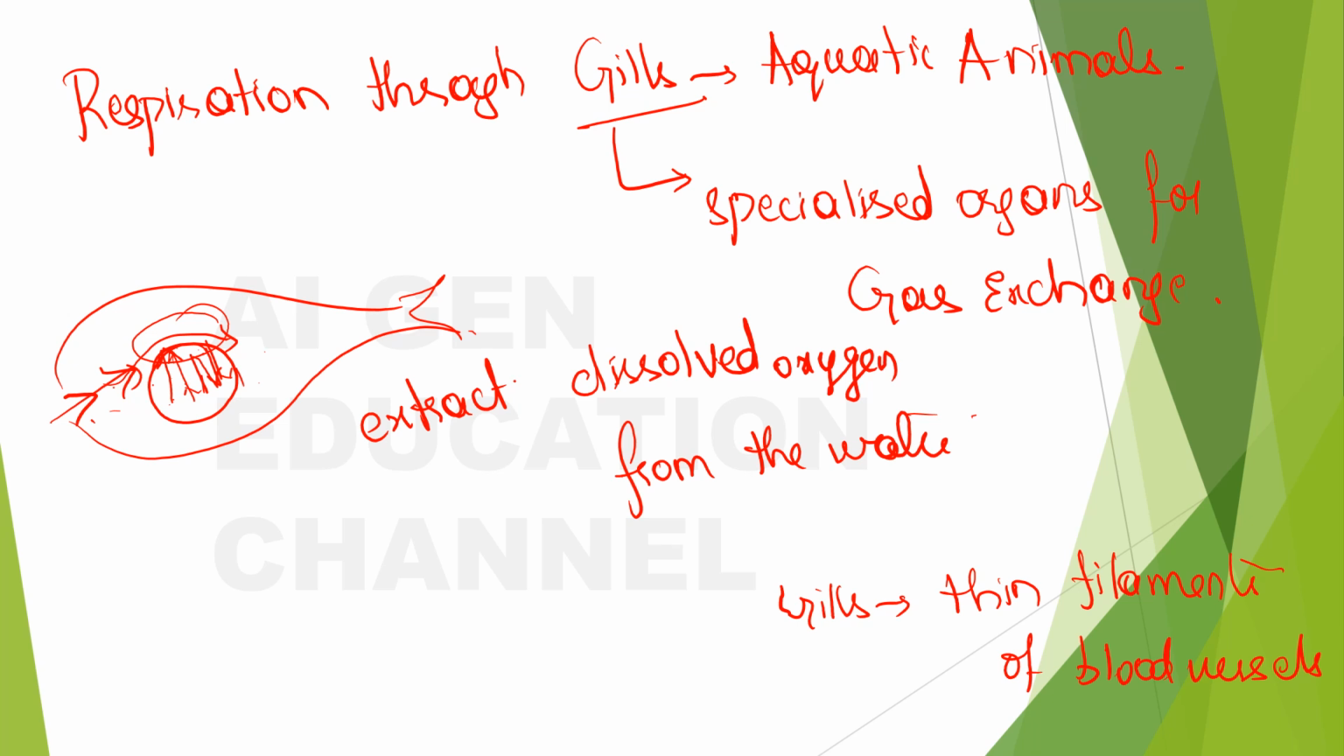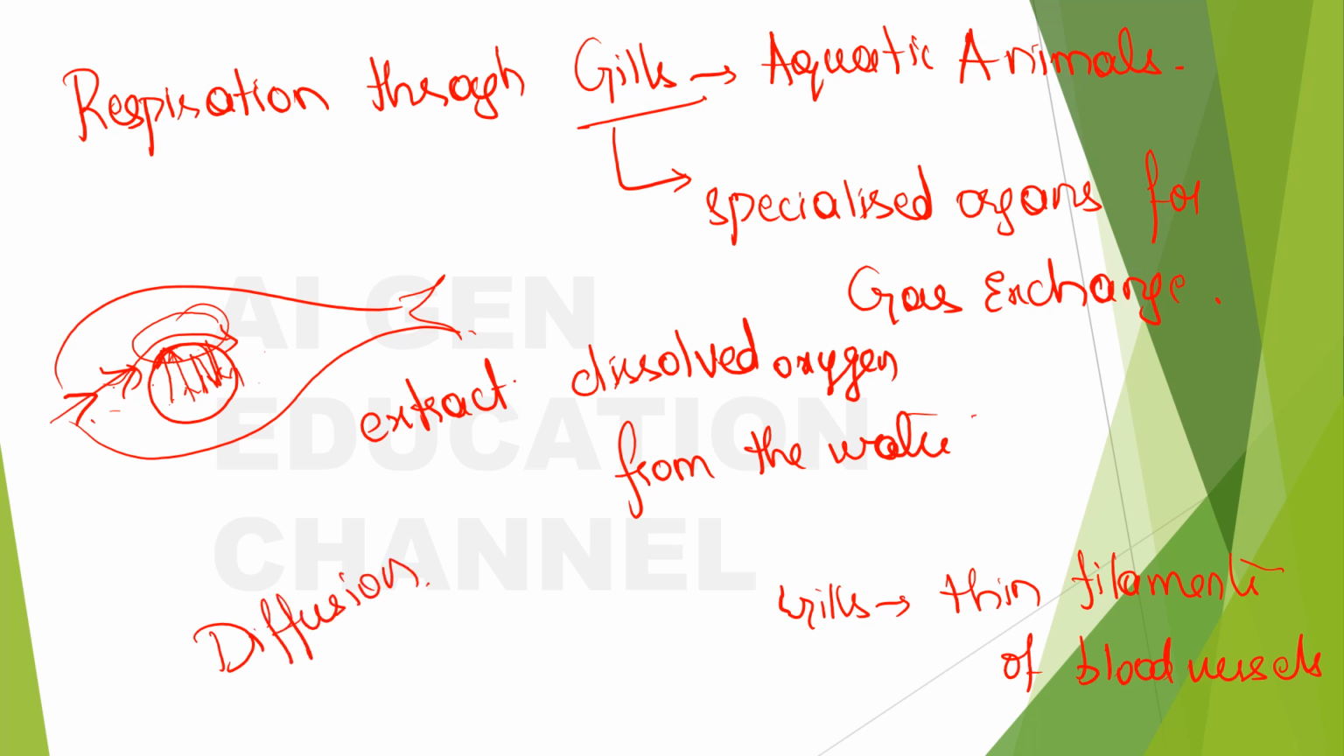These gills are made up of thin filaments that are rich in blood vessels, and as these are thin filaments, the exchange of gases takes place very easily. What is the basic process behind the working of the gills? Diffusion, right? This will be a question for you.